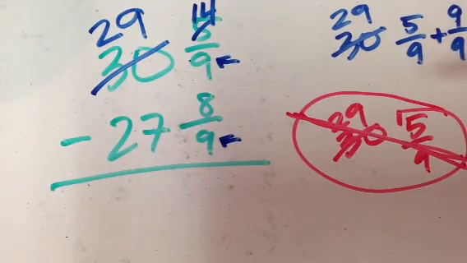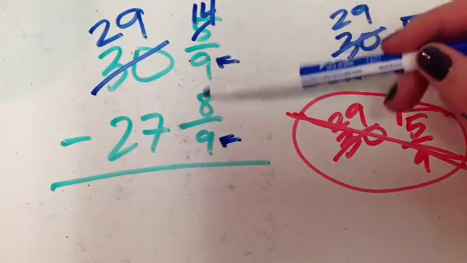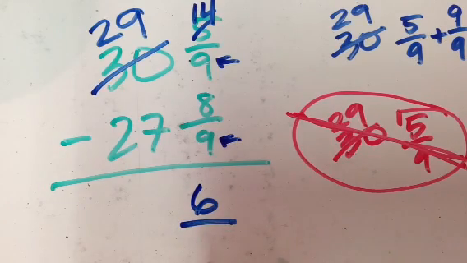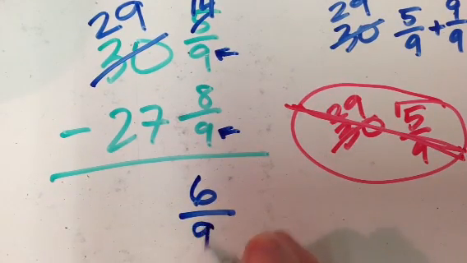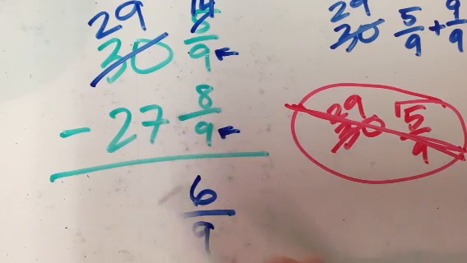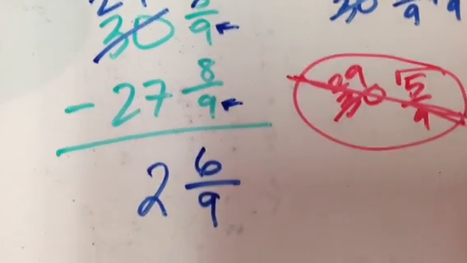Let's finish this problem out the rest of the way. 14 minus 8 is what? 6, right? Bottom number stays the same. And now I'm going to subtract 29 minus 27. That equals 2. Okay, so now I have this answer.